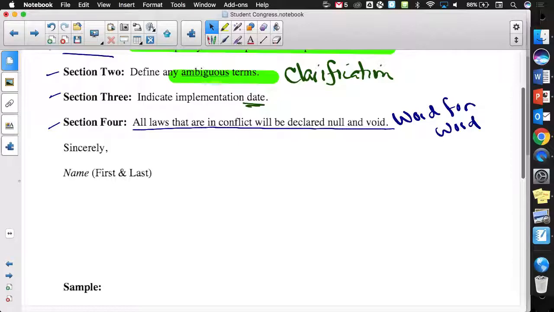So, Jeremy decides that students only need to go to school 160 days a year. PA school code requires 180. That would be declared null and void with the passing of this law.